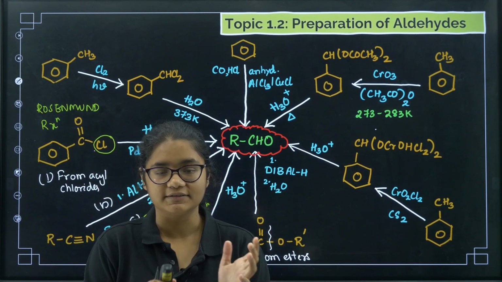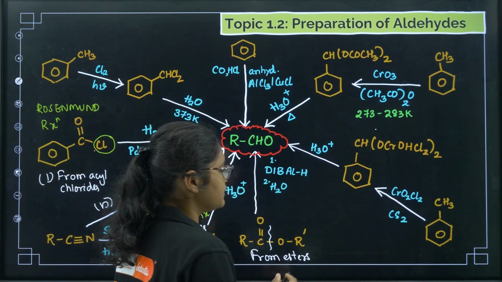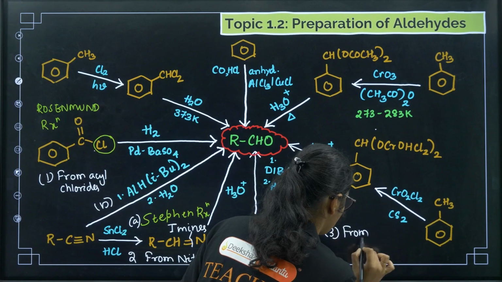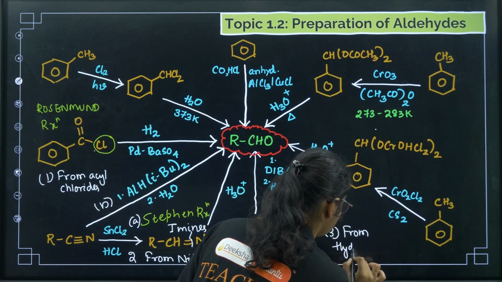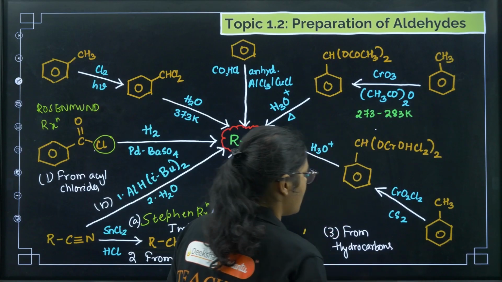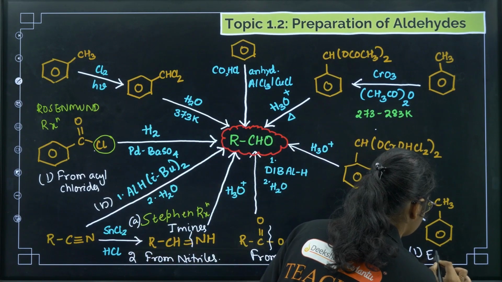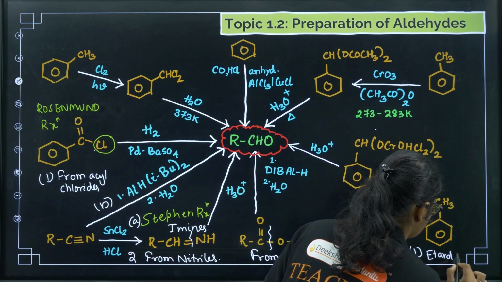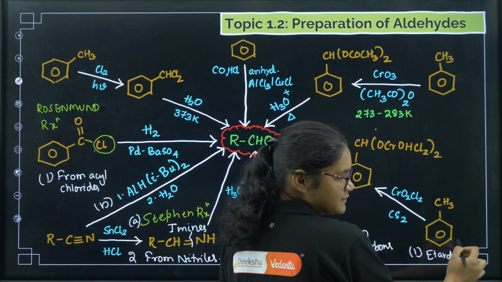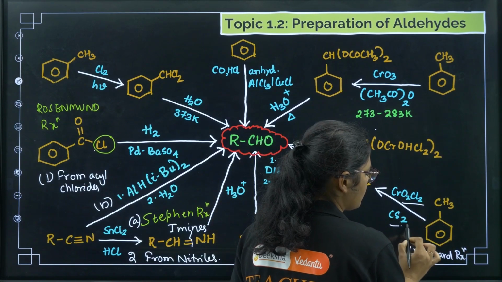Now the third one is from hydrocarbons. Under that we had three categories, right? So now we'll go to the third one, from hydrocarbons. Under hydrocarbons we have the first one, that is your Etard reaction. Under the Etard reaction, we take methylbenzenes and just treat them with CrO2Cl2.